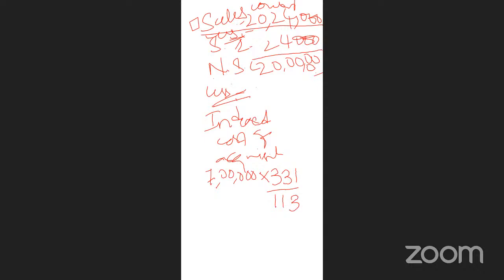So 7 lakhs into 331 divided by 113. It comes to 20 lakhs 50,442. Now tell me, did I receive profit or loss on the sale of the long-term capital asset?